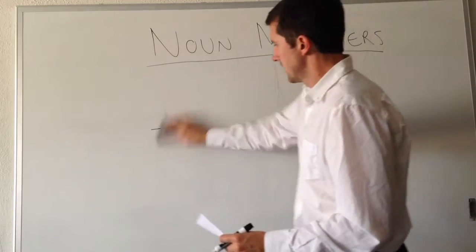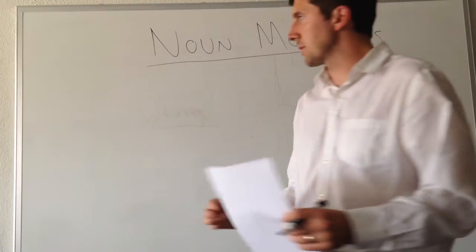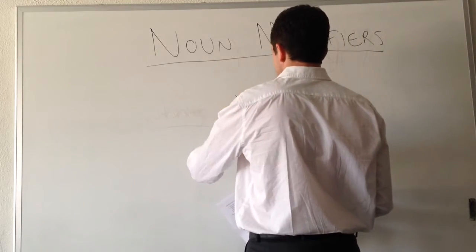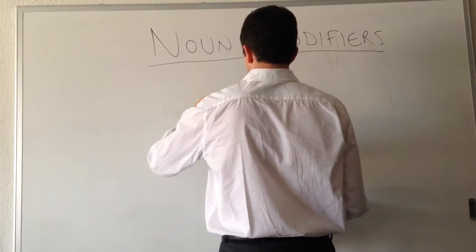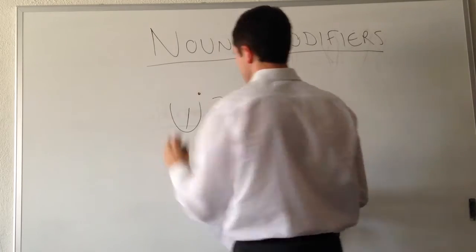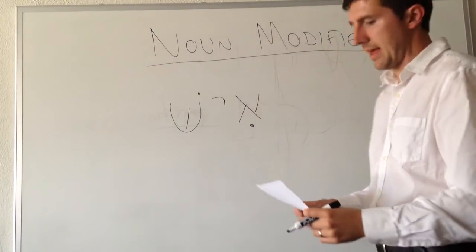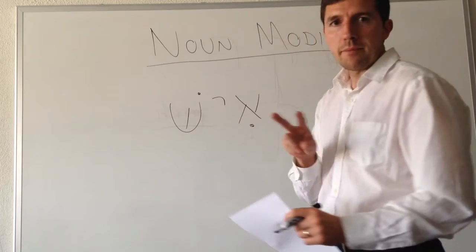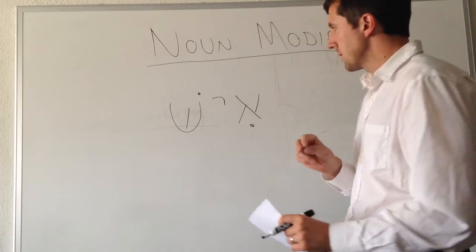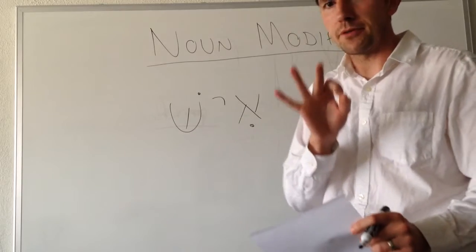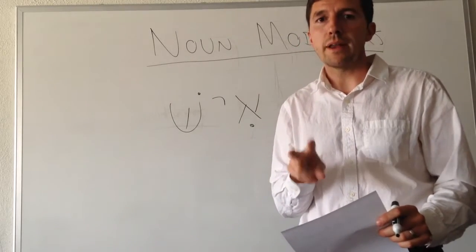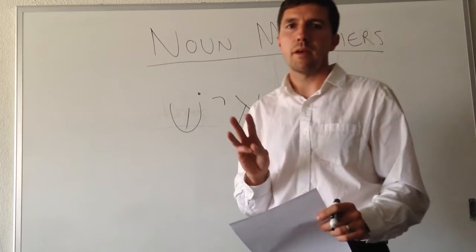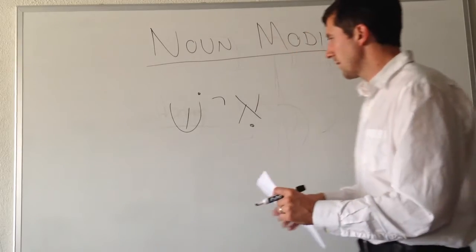Now, Hebrew has the same three types of words. Dealing primarily now with adjectives. Let's say we have the noun ish, which means man. If we have ish, there are primary forms of adjectives, these noun modifiers. They are three. There are attributive, predicative, and substantive. We do this in English as well.